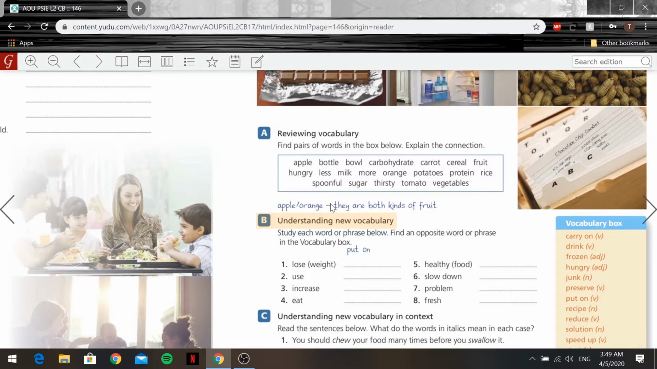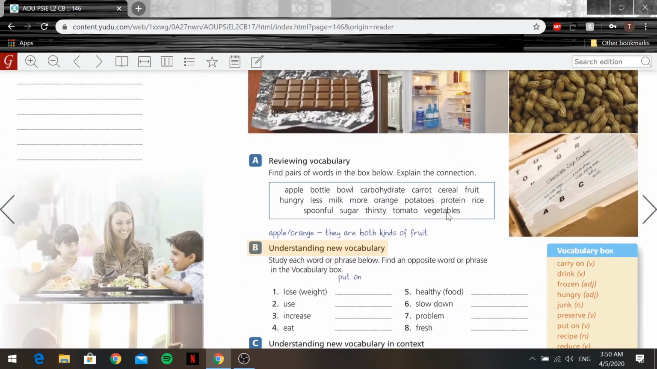Let's say, for example, here we have protein and carbohydrates as well. We'll say the connection is that they are both nutrients. Okay, let's take one more. Can you guys see here? We have vegetables and, I think, fruits as well. We'll say that vegetables and fruits, the connection is that they are both kinds of food, right? What else? We have hungry and, I think, thirsty. We'll say that the connection between hungry and thirsty is that they both mean to want food and drink. Okay?